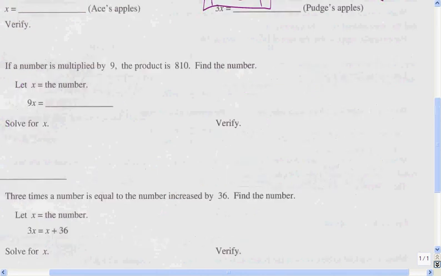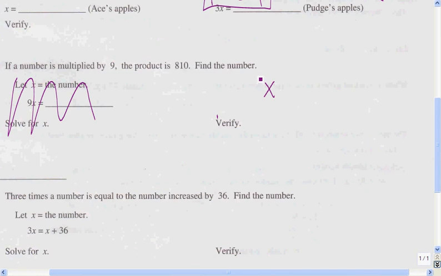Okay, here again, ignore what they have written. Let's figure it out on our own. It says if a number is multiplied by 9, the product is 810. So if we multiply a number, we don't know that number, by 9, so 9x equals 810. Then, oops, I put 818. 810. So here, all we've got to do is divide by the coefficient of x, which is 9.